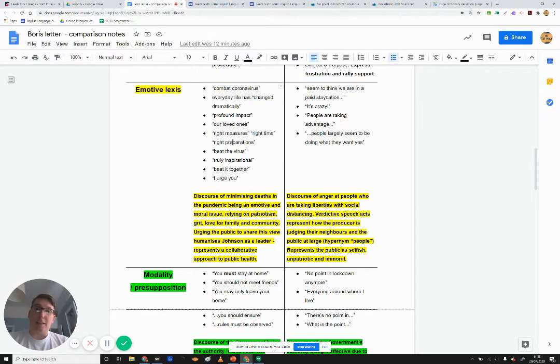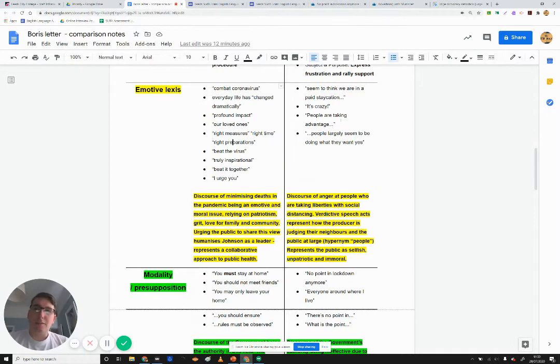You've got the idea that they are taking advantage. If we look at tense here, they are taking advantage. So it's present continuous tense. You've got the present participle, taking, and people are doing it. So it's continuous, it's still happening. And that creates that element of urgency. She's saying this isn't stopping. People need to stop. "People largely seem to be doing what they want."